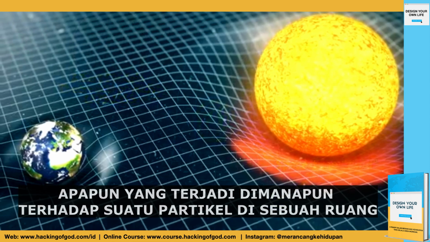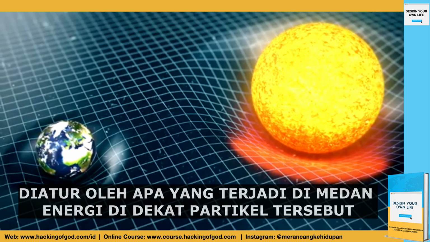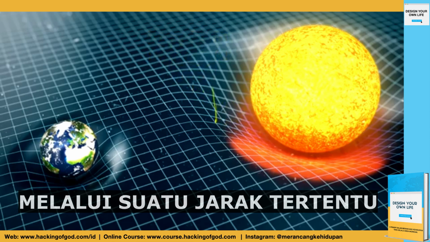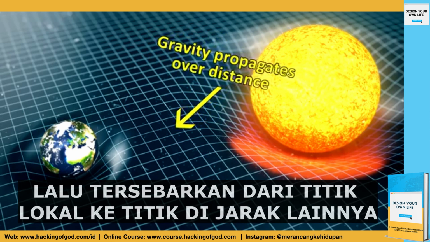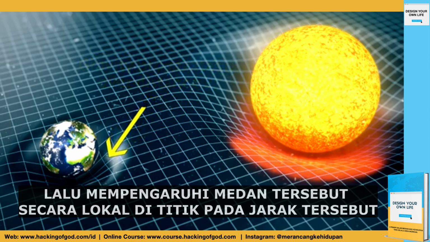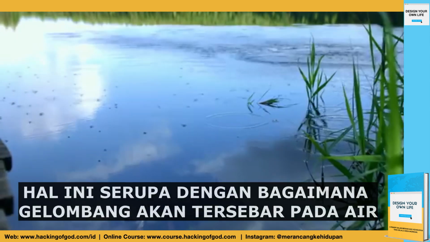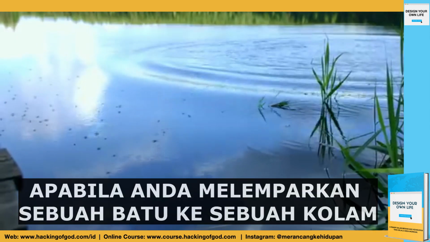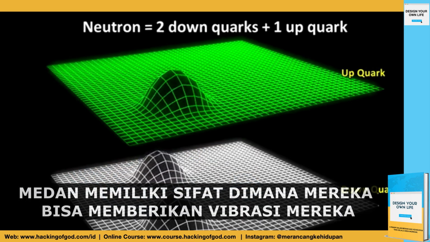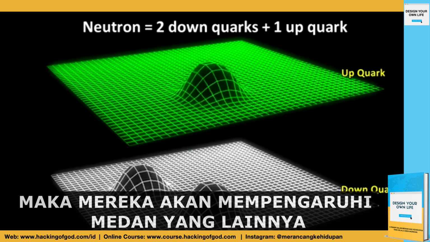Whatever happens anywhere to a particle in space is governed by what is happening in the field near the particle. In order for something to propagate over distances, it has to affect its field locally, then propagate from the local point to another distant point, then affect the field locally at that distant point. This is similar to the way a wave will propagate in water if you throw a rock in it. Fields have the property that they can give their vibrations or energy away. If you strike the field hard enough, they will affect other fields.